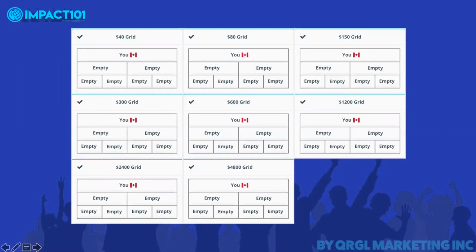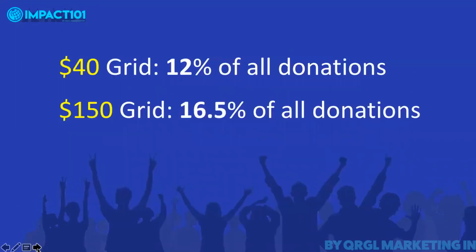The second thing to know is that only about 12% of all donations system-wide happen in the $40 grid. By comparison, about 16.5% of all donations happen in the $150 grid. So if you're only in the $40 grid, you're missing out on a lot of potential donations you could be receiving at all the other grid levels.